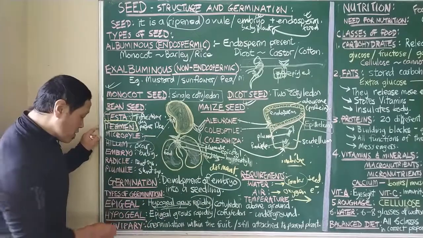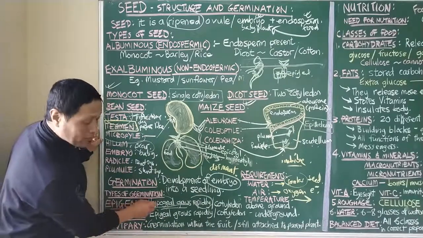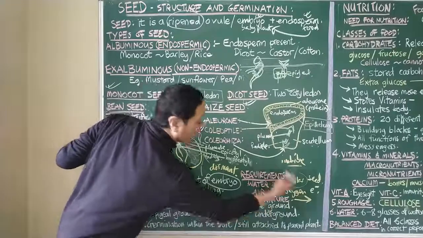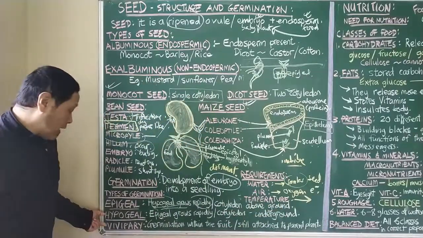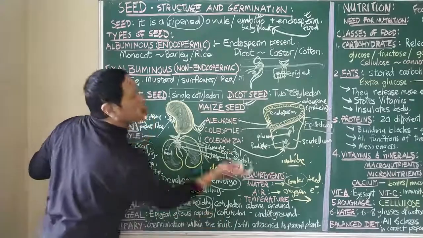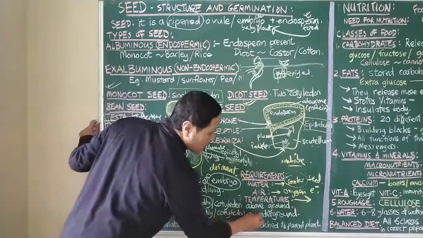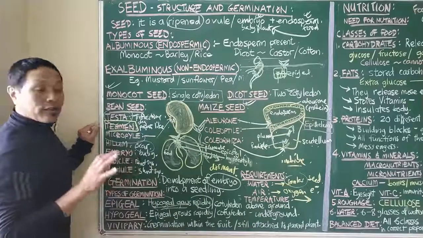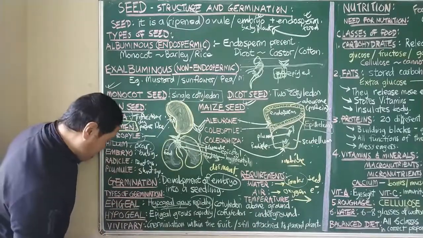So the difference is this: in epigeal germination, hypocotyl grows rapidly, and the cotyledons come above the ground. Whereas in the case of hypogeal germination, it is epicotyl that grows rapidly, pushes the plumule above the ground, and leaves the cotyledon or the endosperm or the seed on the ground.